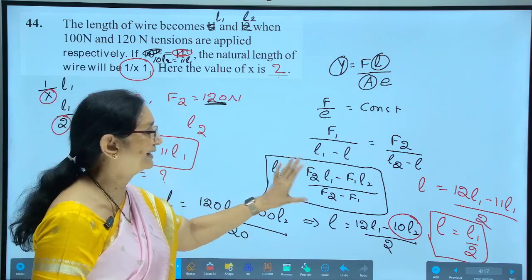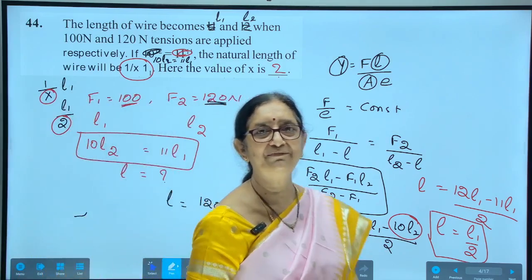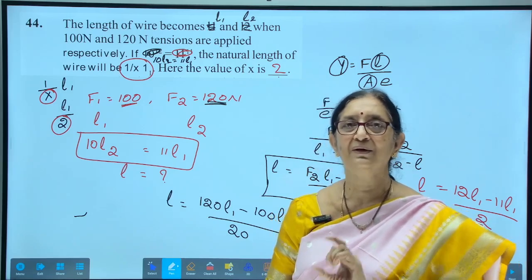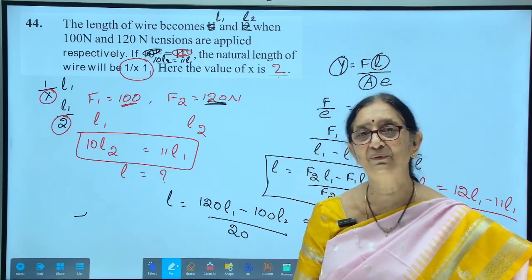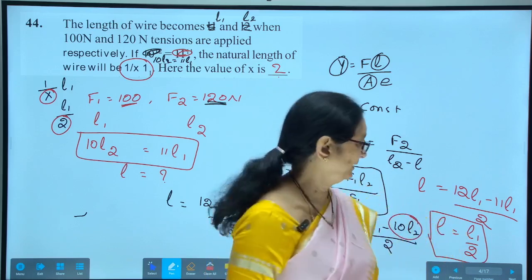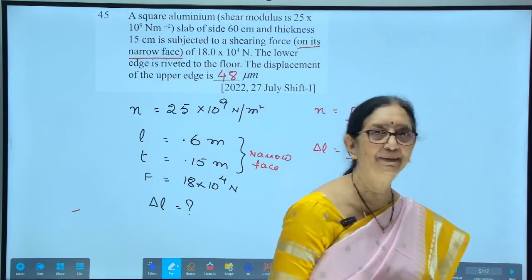So, here this is the trick. On applying forces F1, F2, if the lengths of a given wire are L1 and L2, then the natural length is (F2 L1 minus F1 L2) by (F2 minus F1). Okay, move on to the next problem.